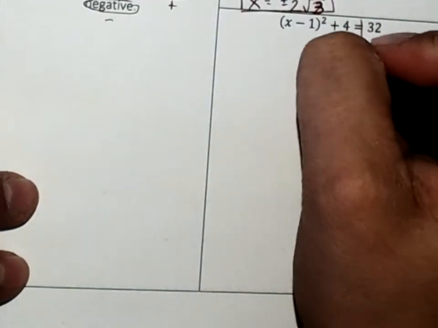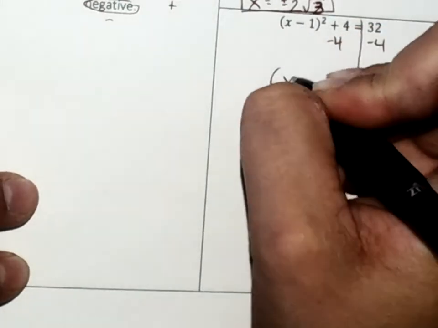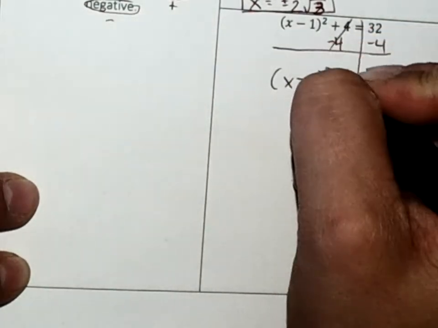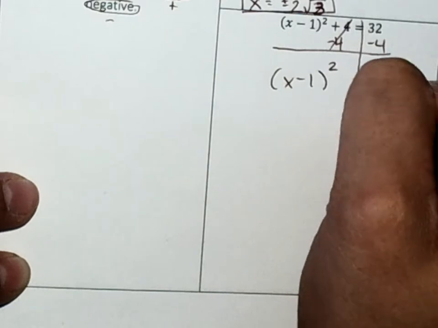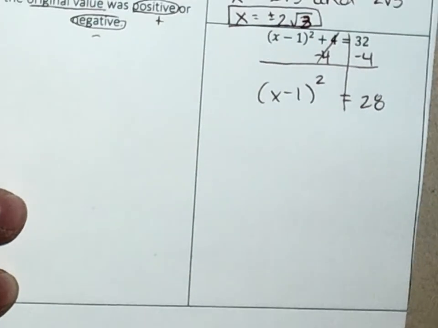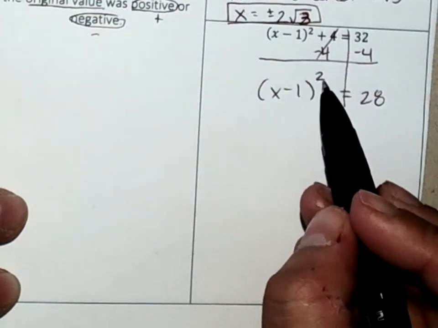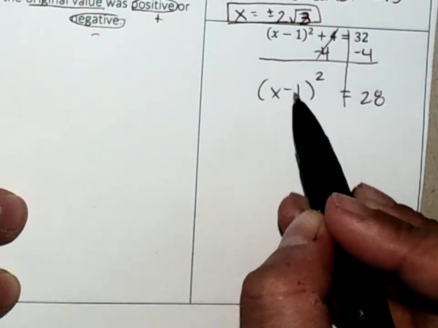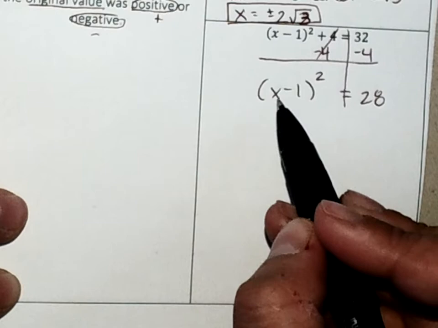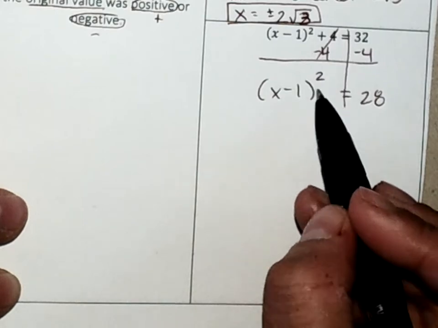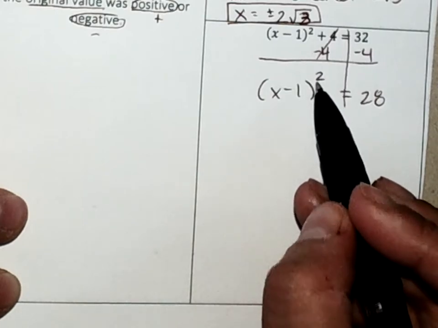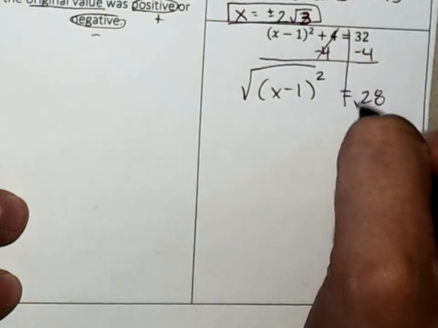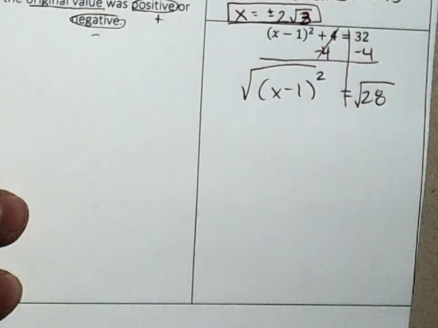So we subtract 4, giving us x minus 1, quantity squared, equals 28. I now need to get rid of the square. I can't touch the x inside of the parentheses until the parentheses are gone. The parentheses are not gone until I get rid of this square. So just like before, I'm going to take the square root of both sides.